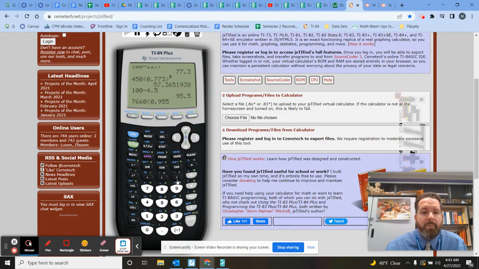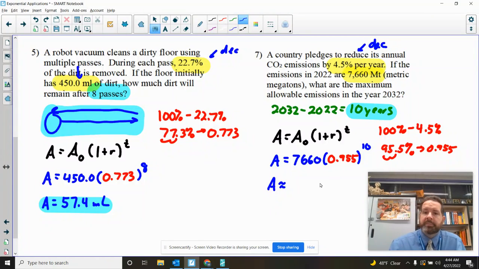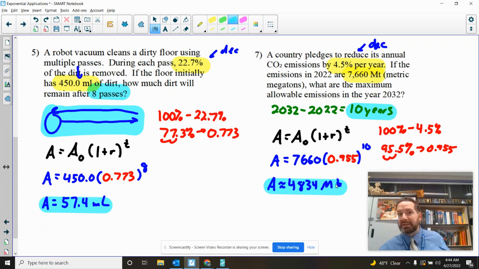0.955 to the power of 10. Okay, so 4833.5. So I'm going to round that up. 0.5 would round me up to 4834. So approximately 4,834 metric megatons, which I don't know, it still sounds like a lot to me, but I'm not a climate scientist.